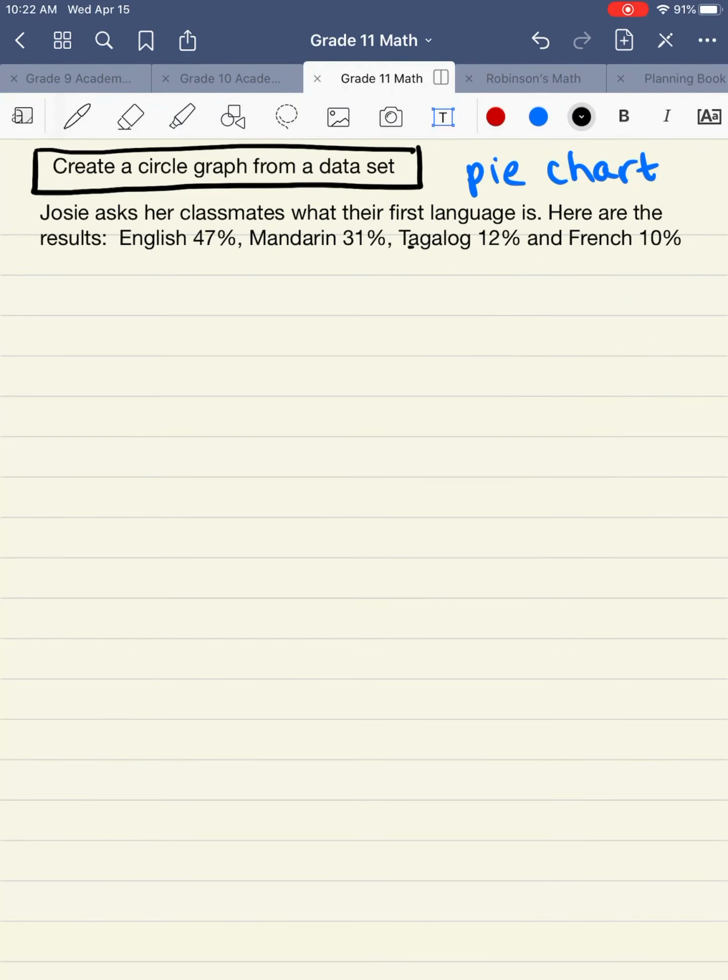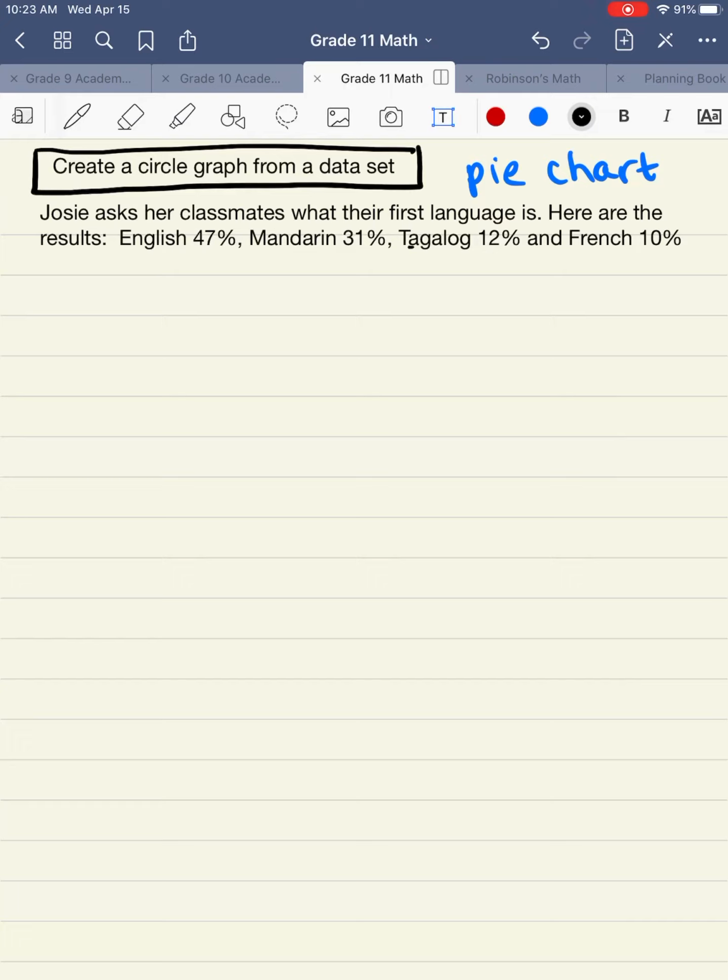So today we're going to go over how to create a circle graph from a data set. A circle graph is also sometimes called a pie chart. And we did go over this before the break, but I thought let's go with a review here. What we're going to be focusing on is taking percentages and then changing them into degrees.